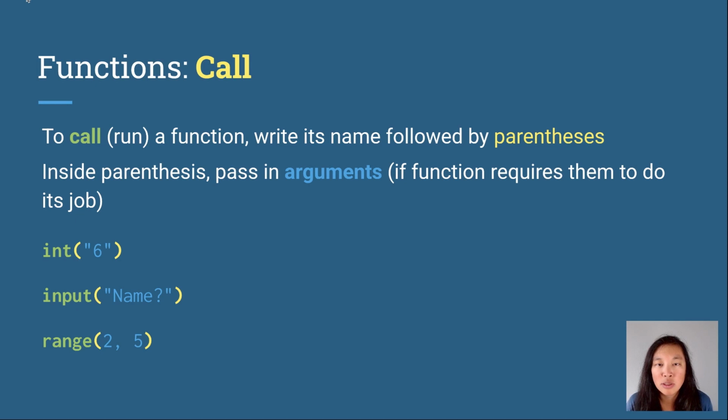So for example, we talked about input. Input does take an argument, so we can pass in a string and it'll print the string out to ask the user a question. If we don't pass anything in and just do input parentheses, it will also wait for the user to give input. So we don't have to pass in an argument there. It's better to in this case, but we don't have to.